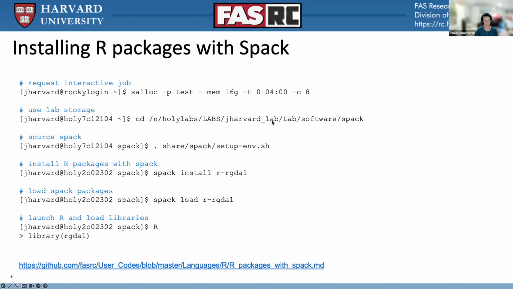Choose a lab share, source spec, and then you install. The R packages are usually R dash and the package name. So it would be spec install R-rgdal, and then if you would like to use it, spec load R-rgdal, you can launch R, and then you simply load the library. You don't need to install. You don't need to do install.packages("rgdal"). It will be already installed with spec.